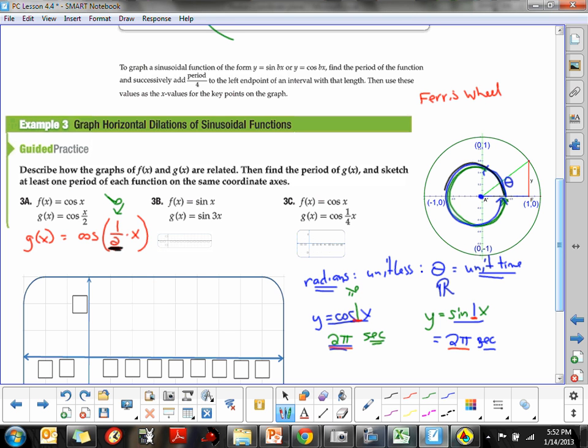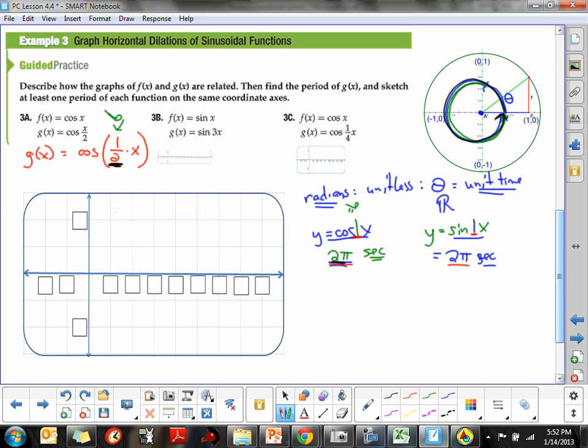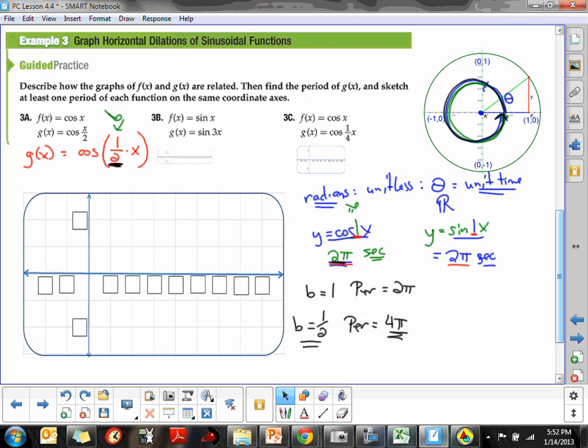So we're still going to go around the Ferris wheel one time, but we're going to go at half as fast, which is going to double our time. So when b was equal to 1, we had a period of 2 pi. But when b is equal to 1/2, we're slowing down the rotation of the Ferris wheel by a factor of 2, which means we have to increase the period, or the amount of time it takes to go around the circle, by double. So it's 4 pi. So we're going to have a period of 4 pi for this particular graph.